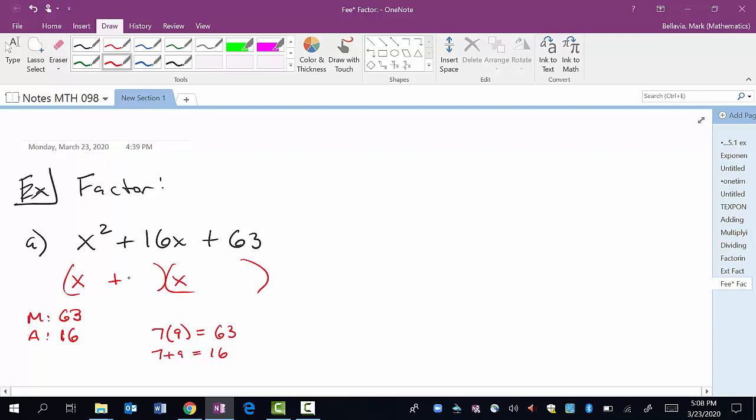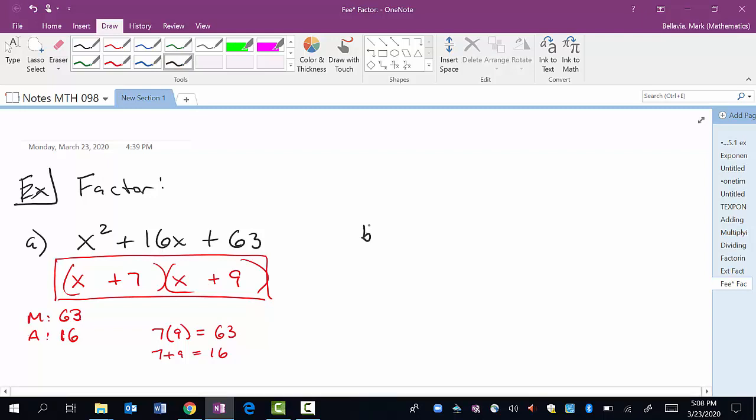So we have positive 7, positive 9. You can fill those in. So x plus 7 times x plus 9. Remember, you can put these in the reverse order here. If you wrote x plus 9 times x plus 7, that's fine, because multiplication can be done in either order, right? It's commutative.